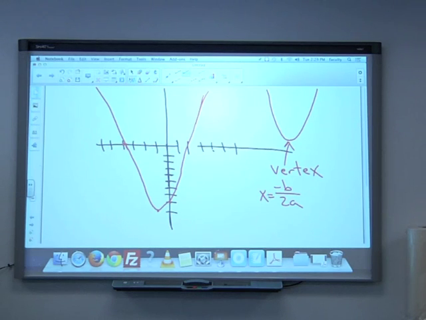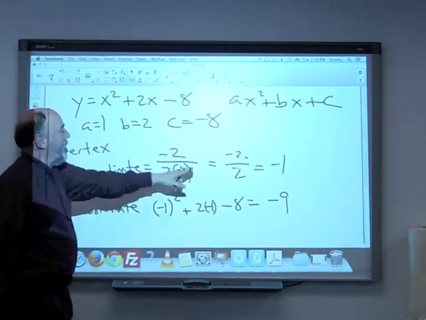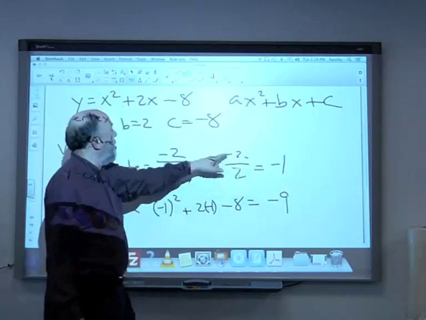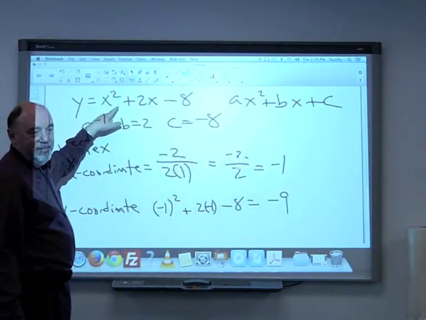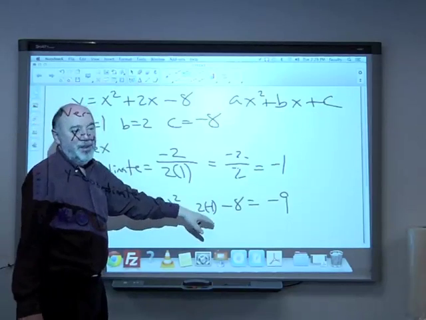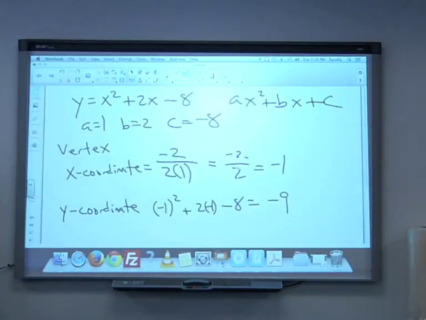Okay? How do you find the y-coordinate for that? All right. So let me go back to here. This is how I got the x, right? So all I've got to do now is take this number and plug it in. So minus 1 squared, plus 2 times minus 1. All I did is just take the x number, plug it in, see what you get. That'll give you the y. And then I can plot that information, right?